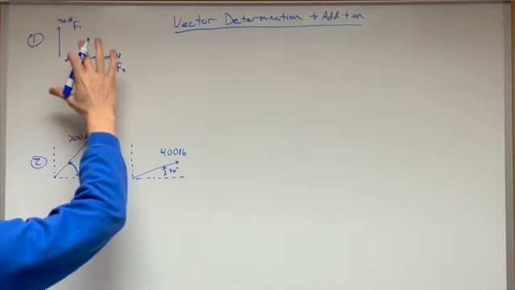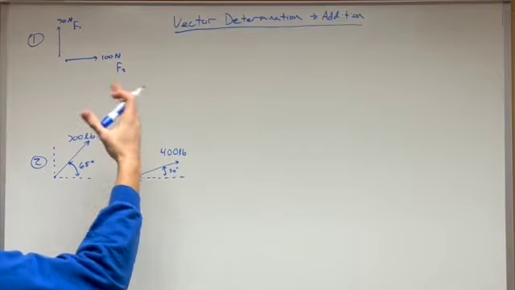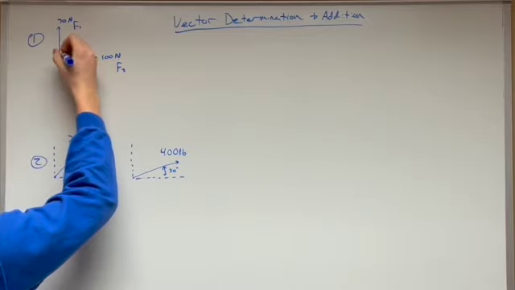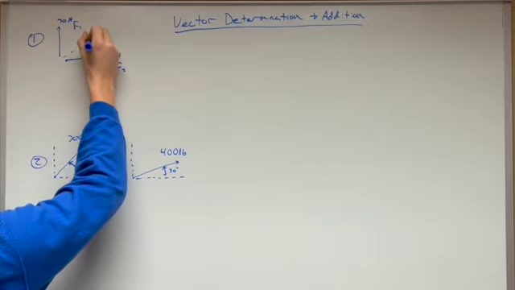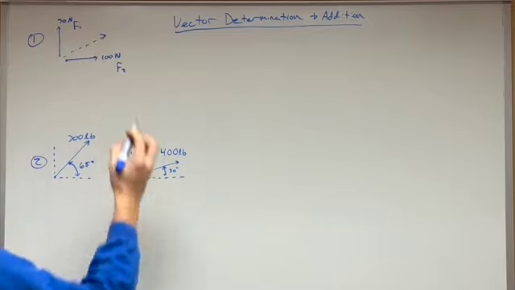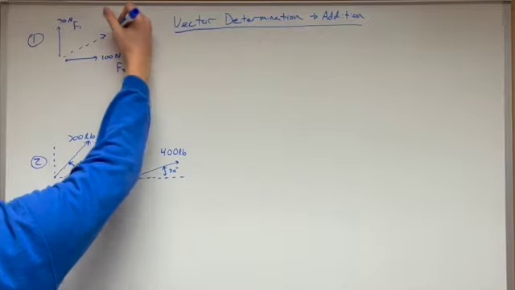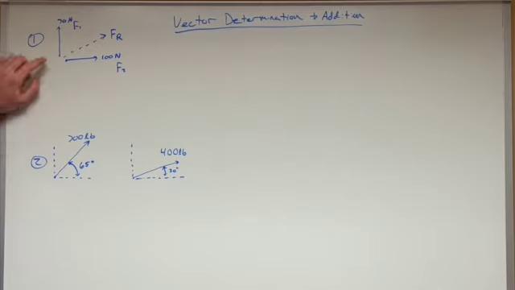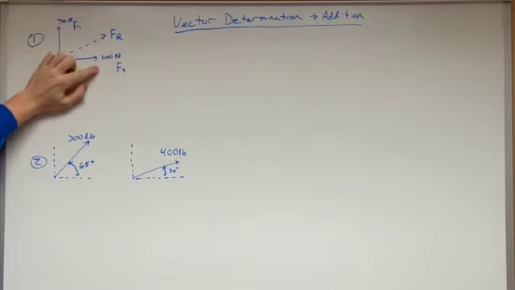So what we have to do to find the resulting vector, this one right here, we'll call it FR, is break each of these down and then add them together. So this one's easy because it's straight up and straight over.